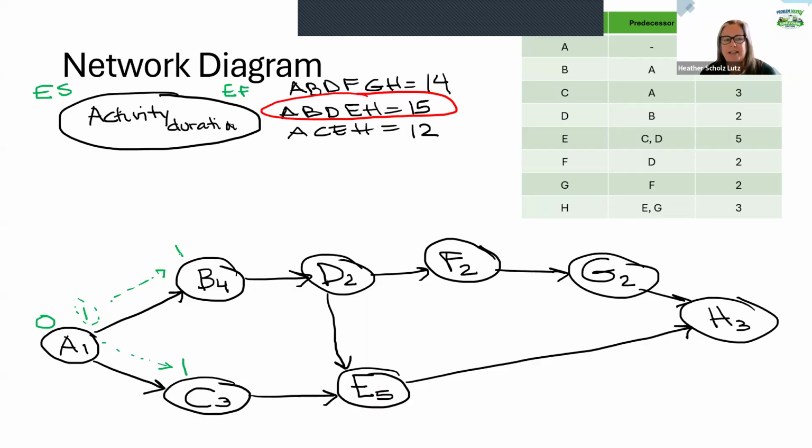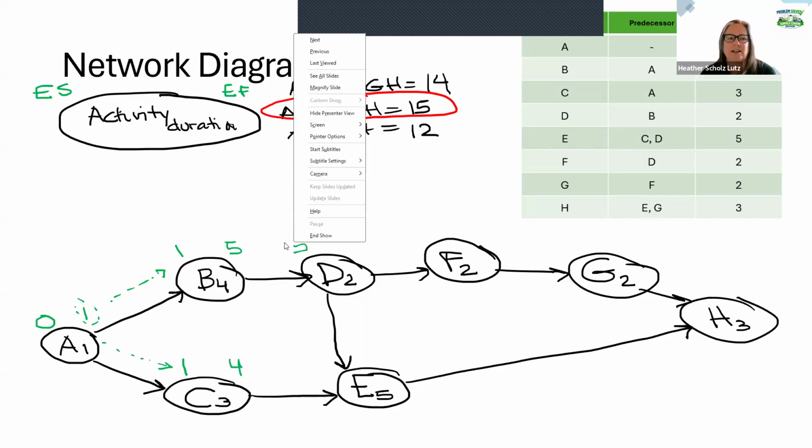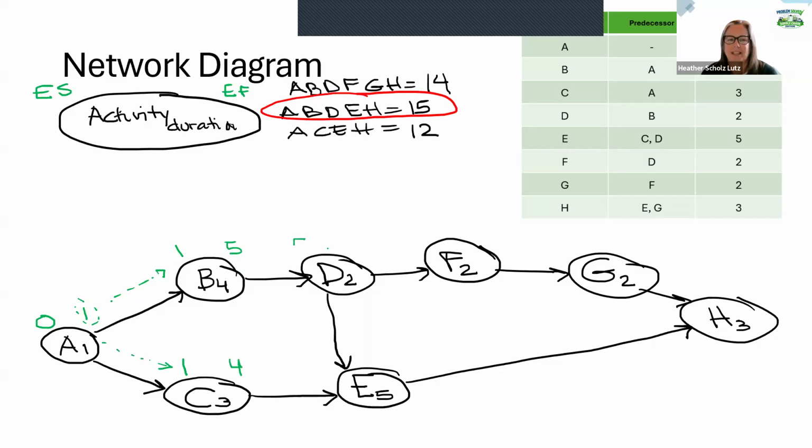But then once you have it, the early finish is just that early start plus the duration. So 1 plus 4 is 5. 1 plus 3 is 4 here. So again, B is going to be done at time 5. So that's the earliest that D can start. And it'll be done at time 7.